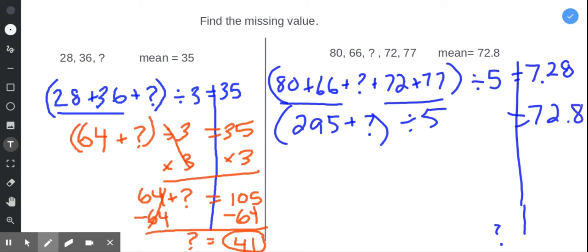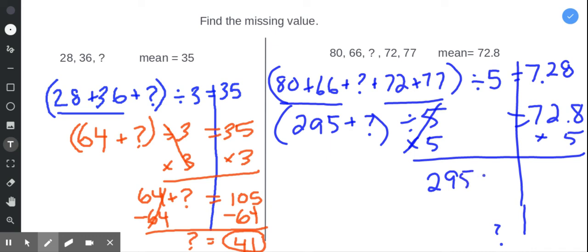So now I'm going to do those opposite operations so I can get the question mark by itself. So instead of dividing by 5, I'm going to multiply by 5 on both sides. Okay, that cancels out that one. Then I'm left with 295 plus I don't know what equals, on my calculator I did 72.8 times 5 and I got 364.